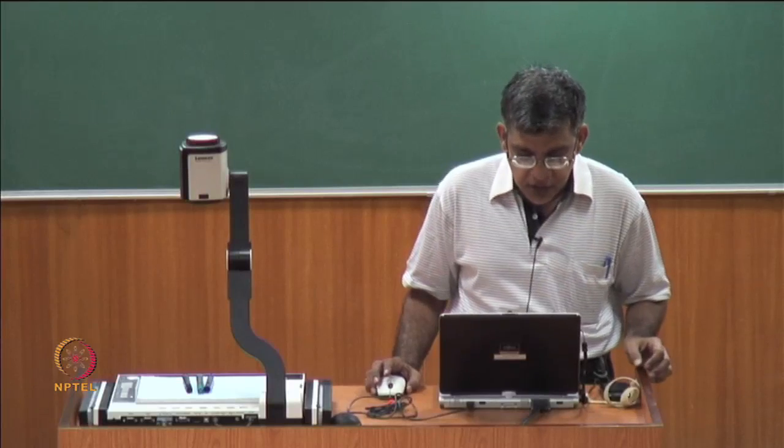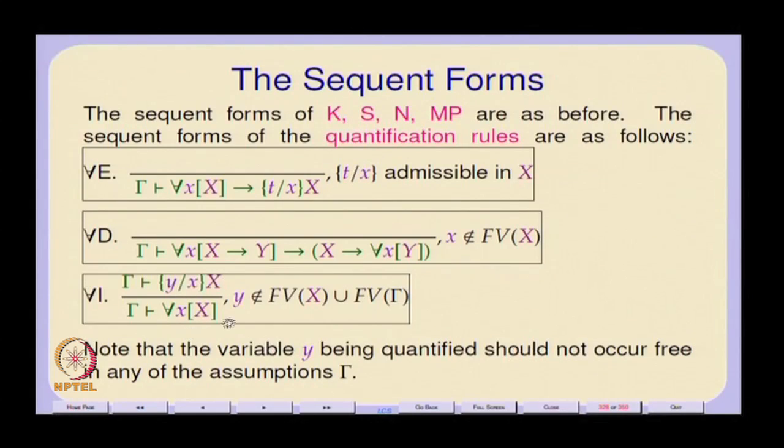And that is the intuitive reason why we require that this y should not occur free anywhere in gamma either. Anyway, if y occurs bound anywhere in gamma, it does not matter, because those bound y's are different from any free y, right? So, the notion of y being completely arbitrary is only guaranteed if it occurs free in this formula. And if it occurs free in some other formula also in gamma, that means you are, it is like this, you take the identity element, for example.